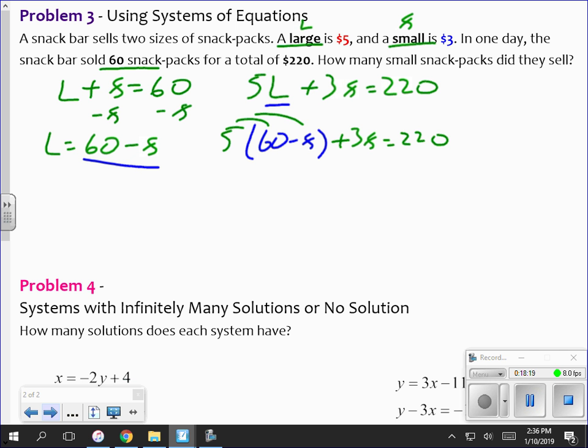Distribute the 5. 5 times 60 is 300. 5 times negative S is negative 5S. See why I put the line on it? So I can tell the difference between my 5s and my S's? Plus 3S equals 220.